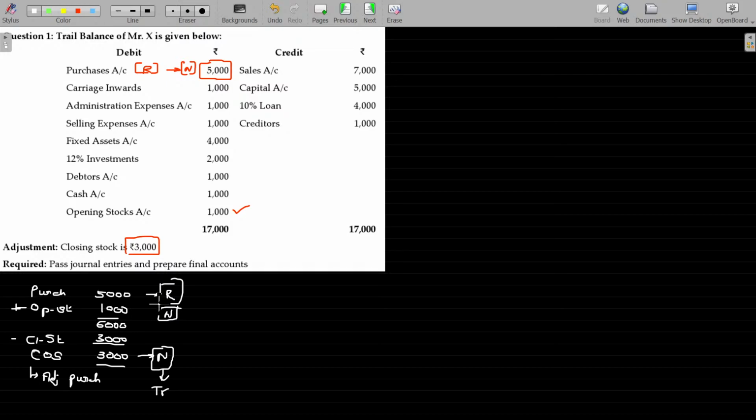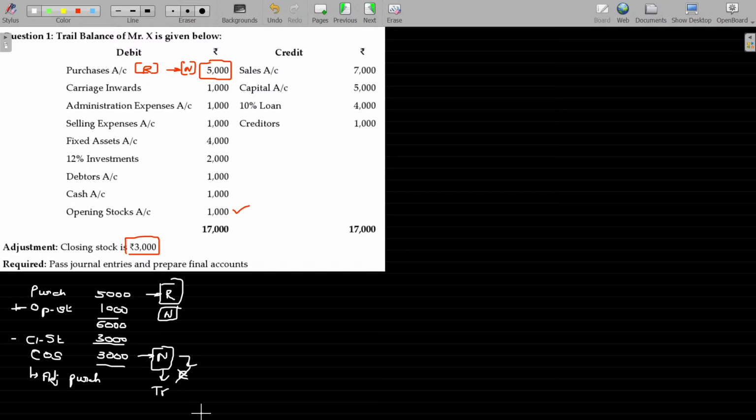Purchases. Purchases is either real or nominal. And when you adjust the opening stock and closing stock with that, the ultimate purchases is always a nominal account only. You should not have any confusion. Sir, is it nominal or real? No, this will always be a nominal account only. The cost of sales, where we have not added the profit with that. Opening stock plus purchases minus closing stock will be called cost of sales or adjusted purchases. That will always be a nominal account. Nominal account.